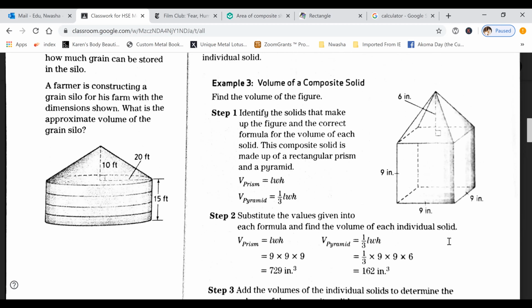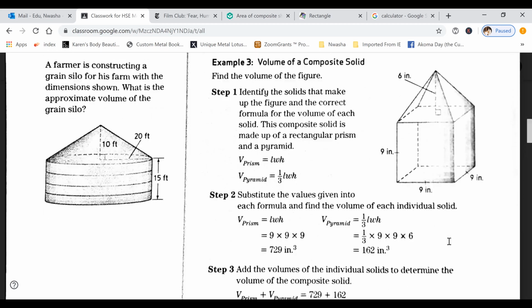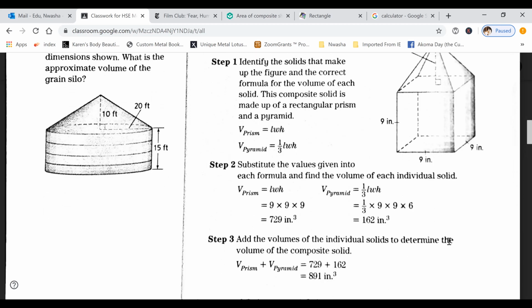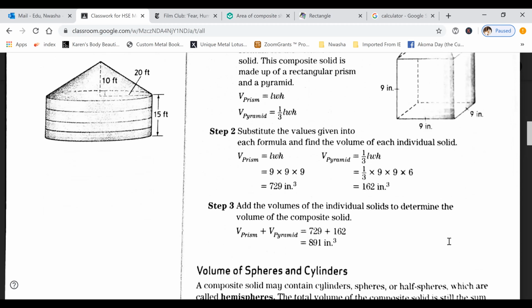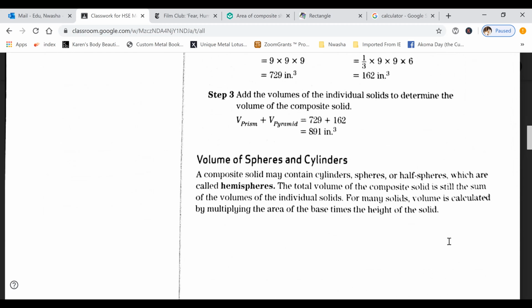It's flush and even. So you're going to borrow those same numbers. The only thing that's different is that the height of the pyramid is the dashed line down the middle again. So that one is a 6. So this is saying 9 times 9 times 6, and then you're remembering to take 1/3 of that for the volume of the pyramid. So you add them up together, and you get 891 cubic inches.